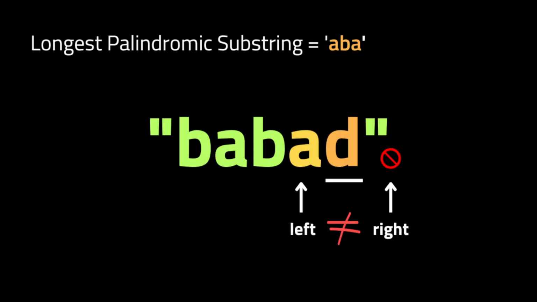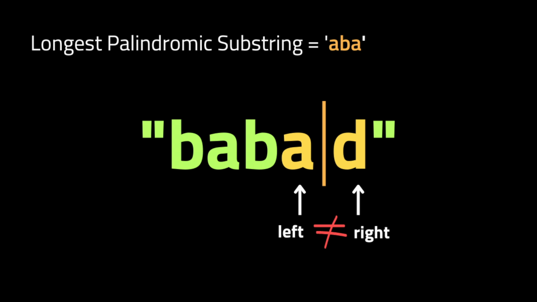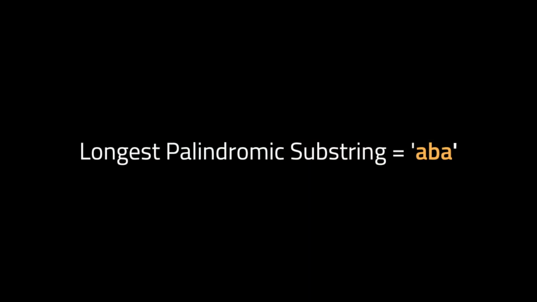Finally, we move to the next letter D. So since the right will be pointing out of the string, we will only check if it's a palindrome around the center between the letter A and the letter D. So it's not a palindrome, so we return the longest palindromic substring that is equal to ABA.